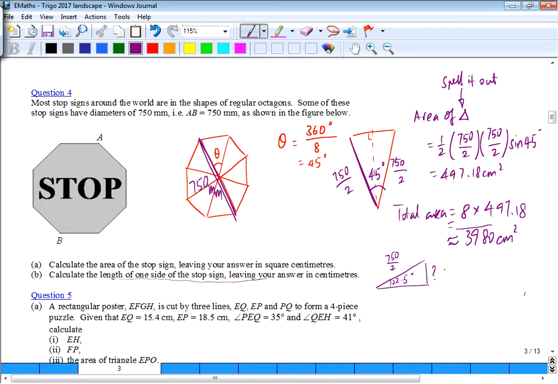Therefore, sine 22.5 degrees equals to opposite over 750 over 2. Therefore, length, the opposite, which is the length, is equals to 28.7 cm.